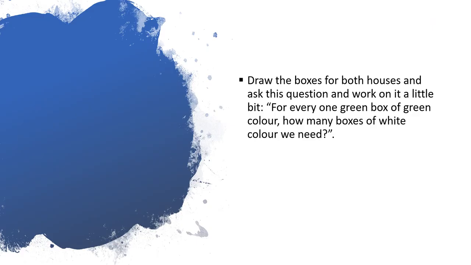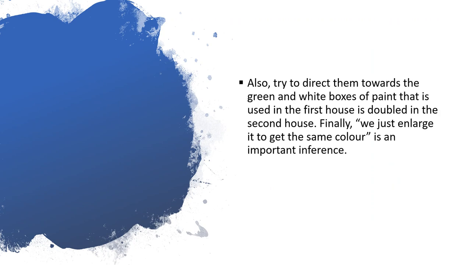And I drew the boxes for both houses, and I asked the students to work on it a little bit. I asked them to stop the video and think about why this is happening. I asked the question, for every one box of green color, how many boxes of white color do we need? Also, I tried to direct them towards seeing that the green and white boxes of paint used in the first house are doubled in the second house. I give this answer to them. Finally, we just enlarge it to get the same color, which is an important inference.